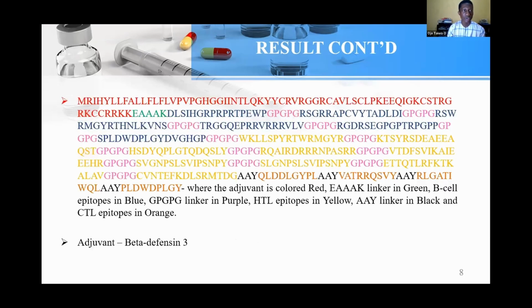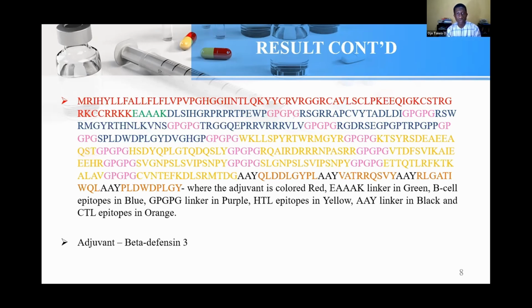Now, after the validation of all of these epitopes, we fused them together, making use of some linkers, to construct a novel vaccine candidate. Now, one important thing about a vaccine is that it must contain an adjuvant. What's the purpose of an adjuvant? An adjuvant is to stimulate the way our body recognizes a foreign antigen. For example, the vaccine will serve as a foreign antigen.